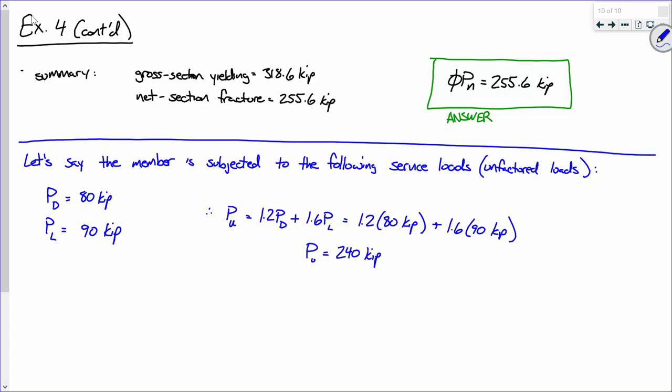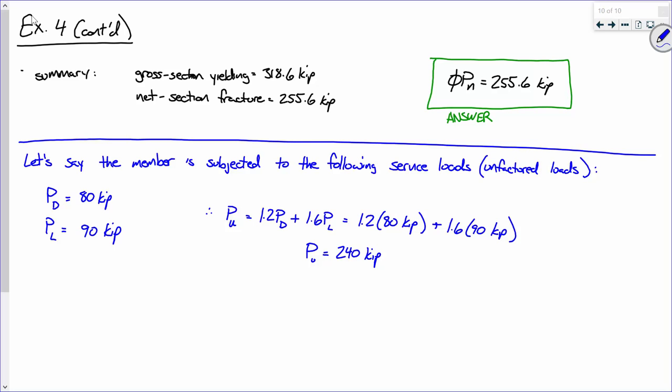Now, let's have a discussion about that. If the member is subjected to a dead load of 80 kips and a live load of 90 kips, let's be clear. In reality, if I took a really high-capacity bathroom scale and measured the load that was on that section, I'd get a load of 170 kips. But that's not the load that I'm going to use for design, because remember, there's more uncertainty associated with the live load than there is with the dead load.